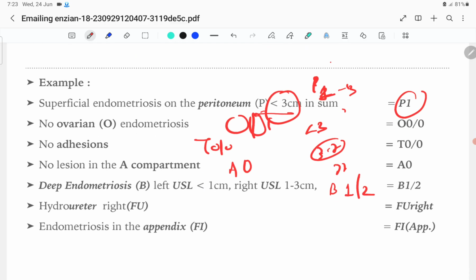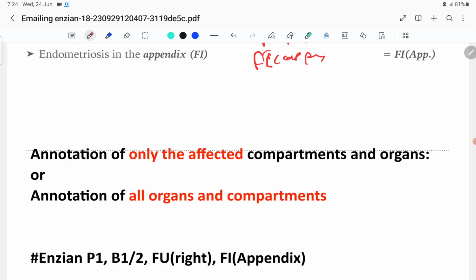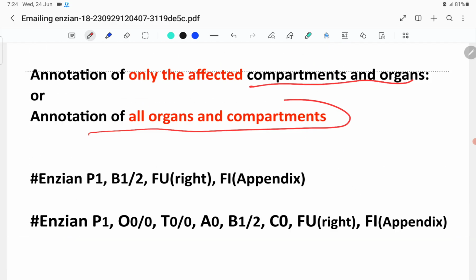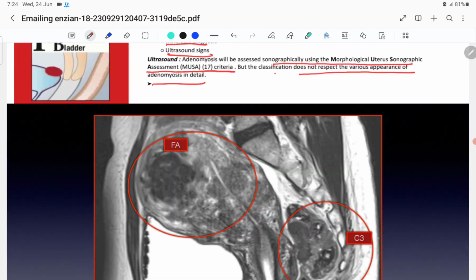Okay. Hydroureter right, F U right. Then endometriosis in the appendix, F I bracket appendix. You have to write like that. So annotation is only for the affected compartment organ, and all organ compartments, like P1, B1, A2. Okay, so now you can understand the ENZIAN classification clearly. So thank you.